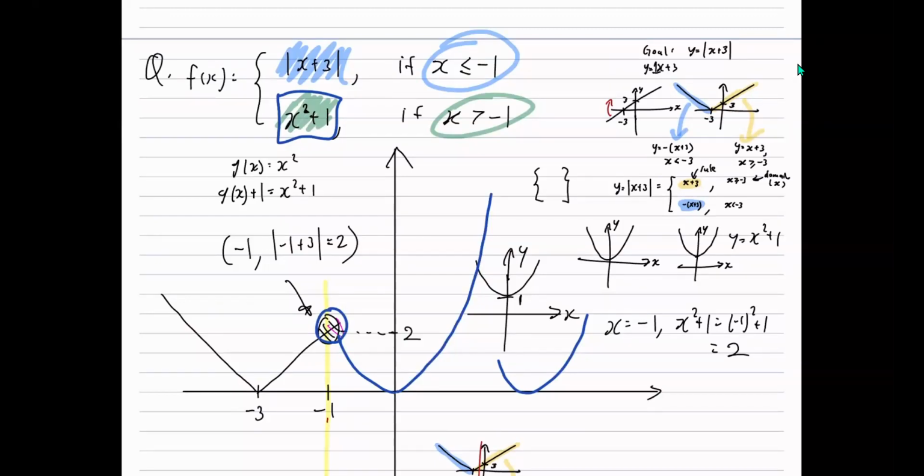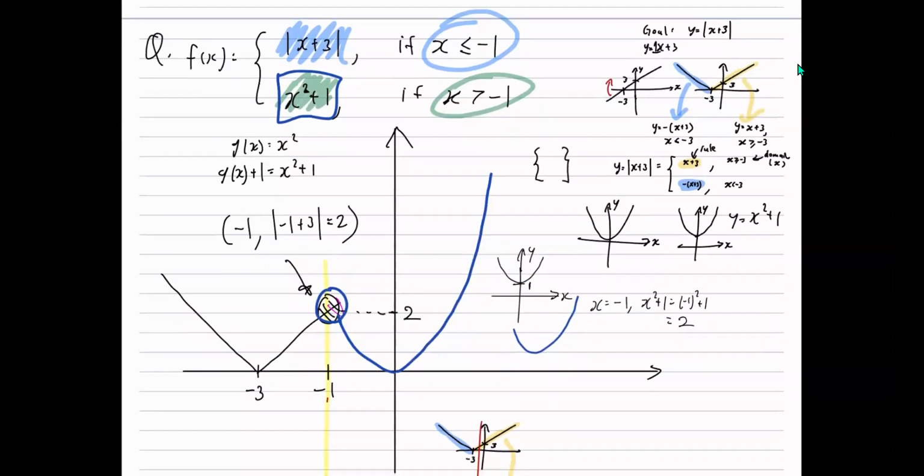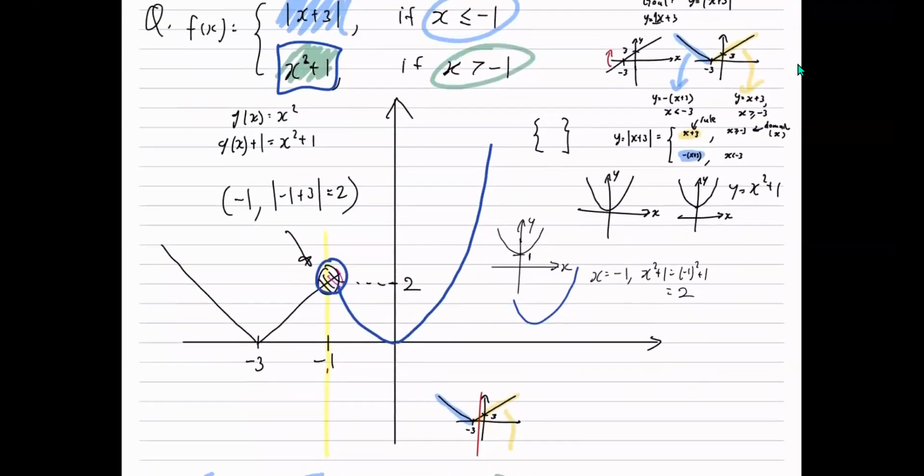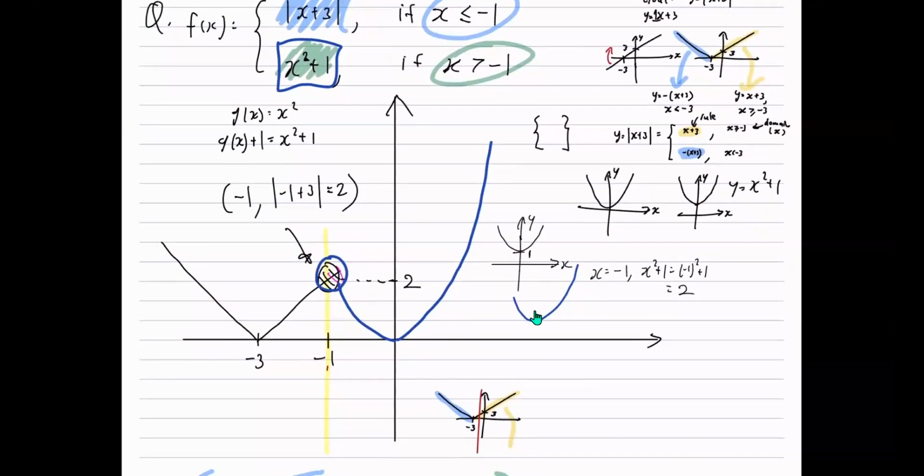Is that okay? Okay. So what else did the question ask? Let me double check. Yeah, I'll just draw the graph. Okay, good. Next question, let's go.